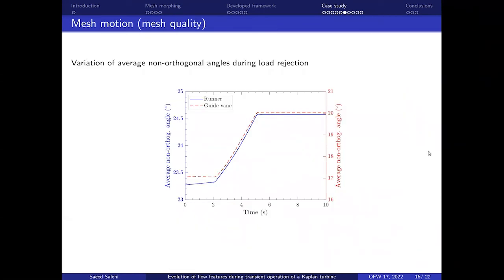The quality of the mesh during this procedure, of course, changes, but the average non-orthogonality of the cells is increasing just a little bit. So one could say that the quality of the mesh is still quite good after the mesh deformation. The average non-orthogonality is increasing by just one degree for both runner and guide regions.